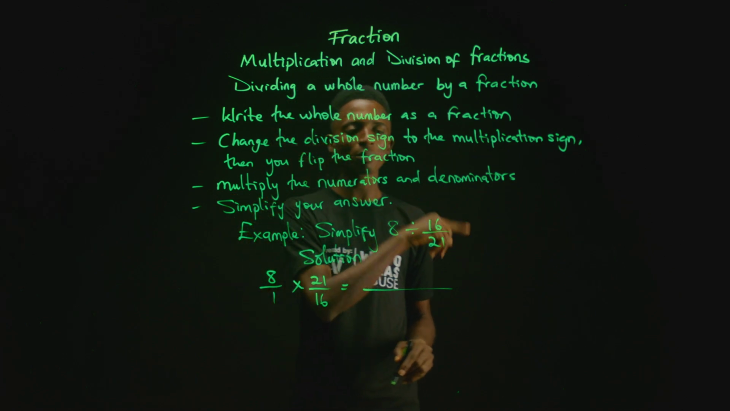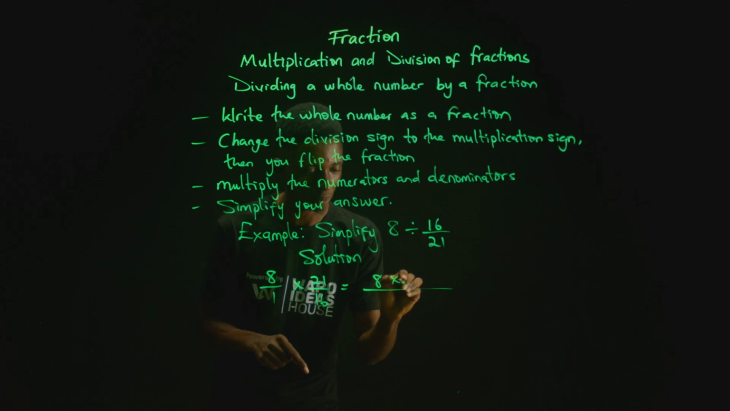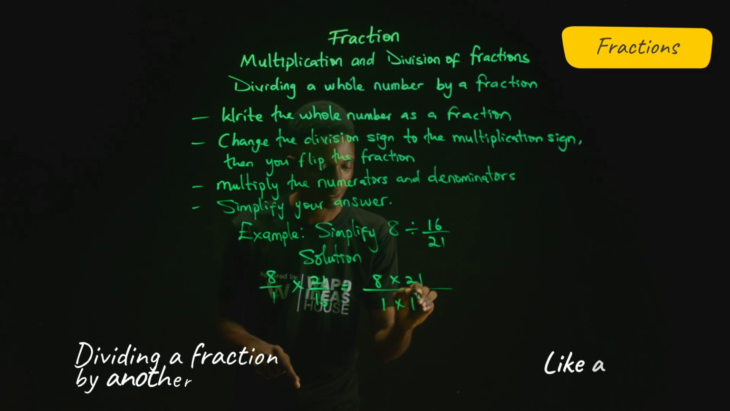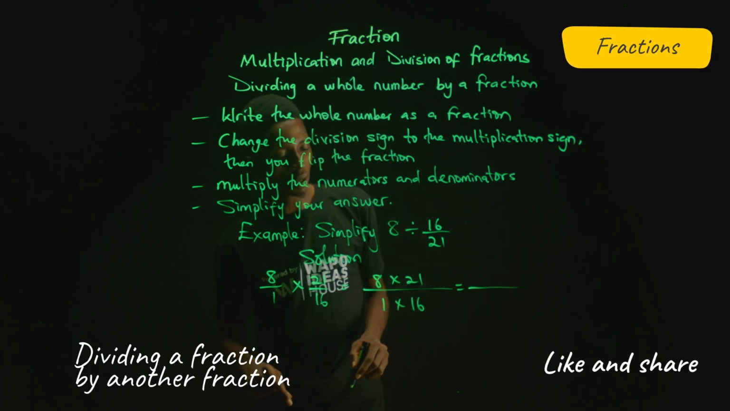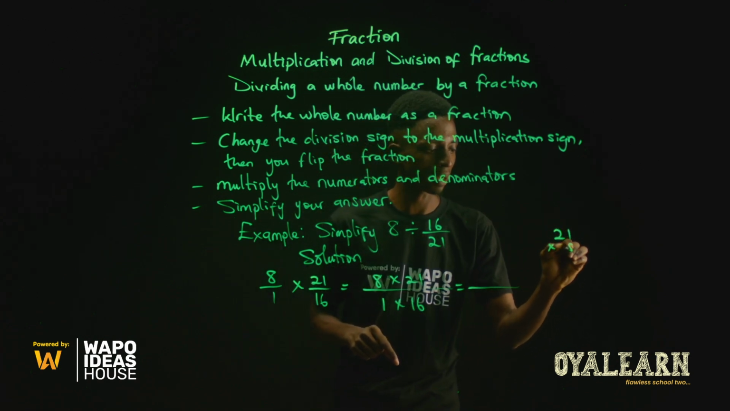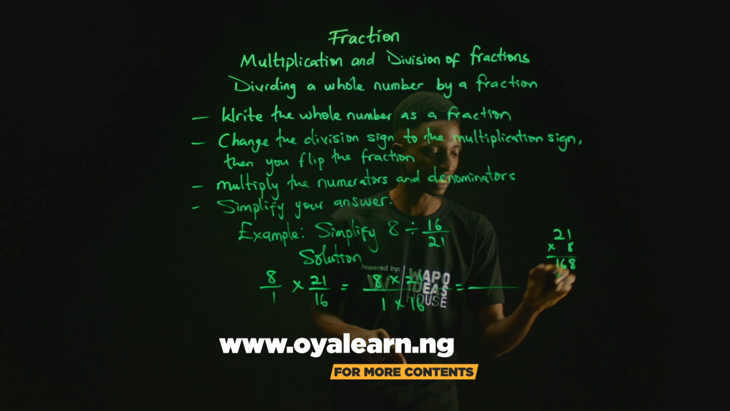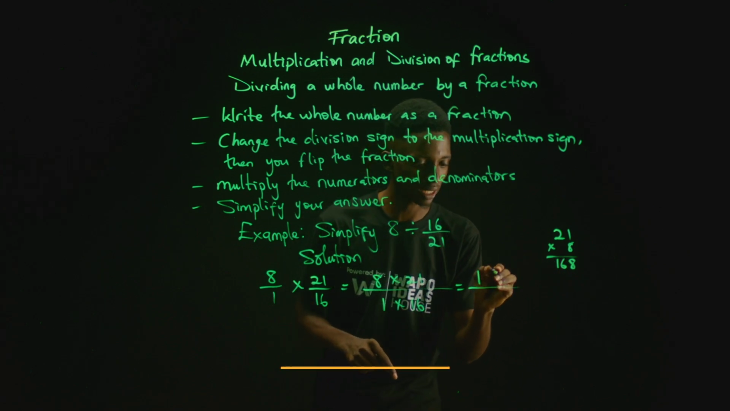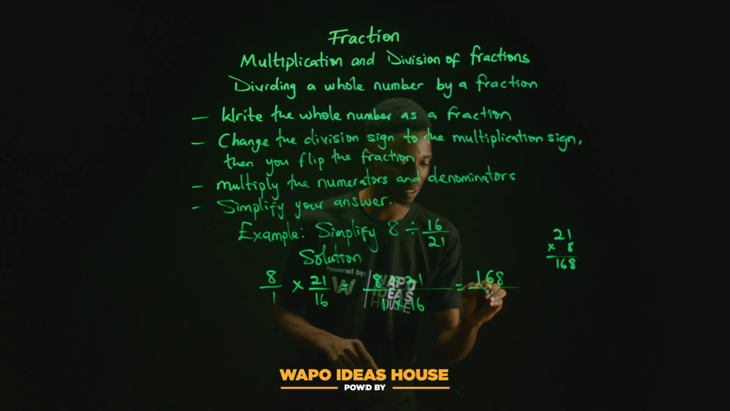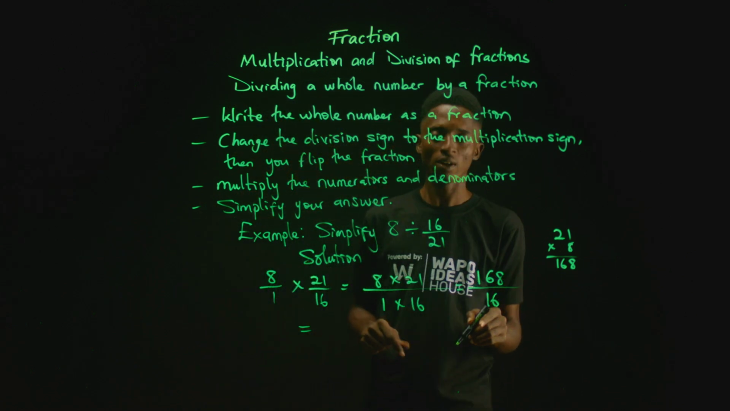Now the next step is to multiply the numerators and denominators. So for the numerators we have 8 multiplied by 21, and for the denominator we have 1 multiplied by 16. Now when we multiply for the numerator, this is 21 multiplied by 8. 8 times 1 gives us 8, and then 8 times 2 gives us 16. So we have 168. And then 1 times 16 gives us 16. So our answer there is 168 over 16.